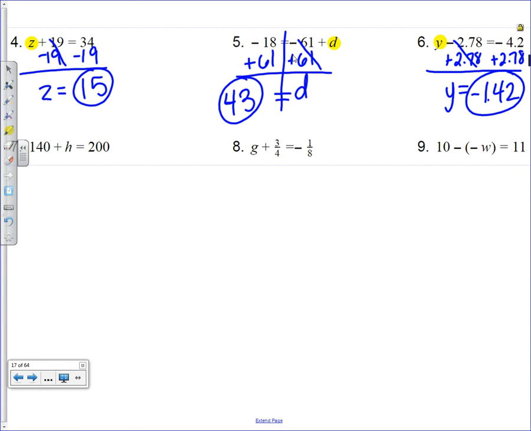So why don't you do 7 and 8? Please let me know if you need help entering those fractions in number 8.